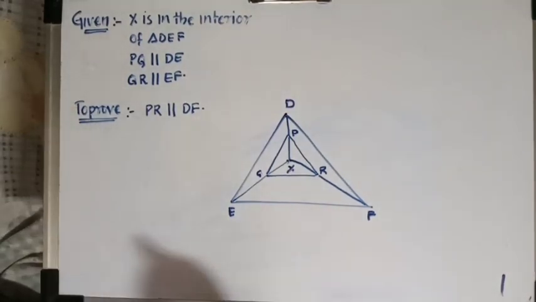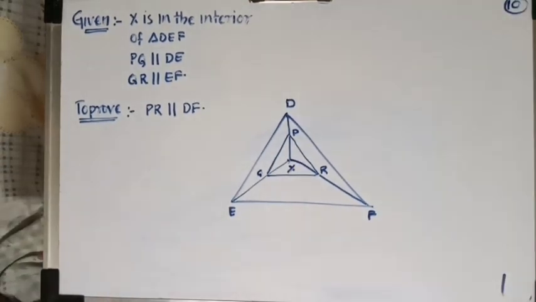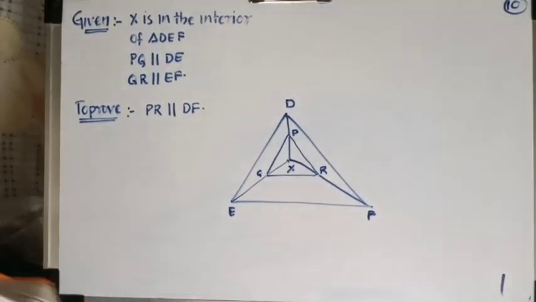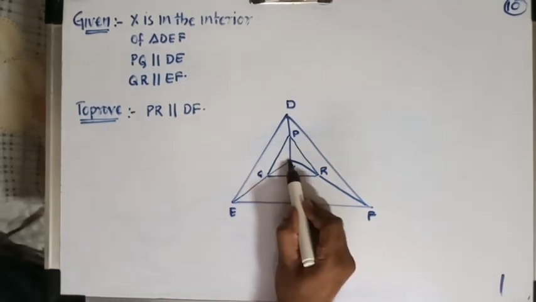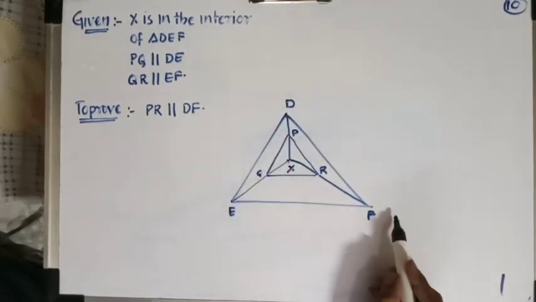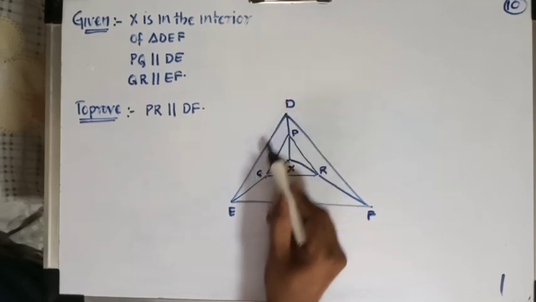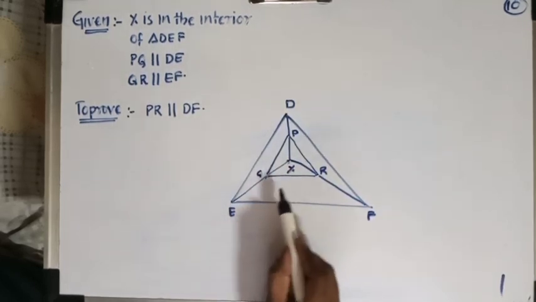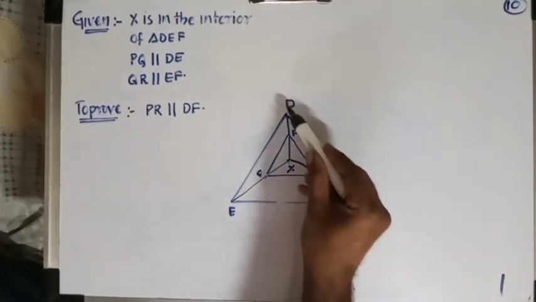So children will be doing sum number 10, okay, of practice set 2.1.2. So we'll be doing sum number 10. The question goes like this: X is a point in the interior of triangle DEF. You have PQ parallel to DE, then you have QR parallel to EF. You need to prove that PR is parallel to DF.